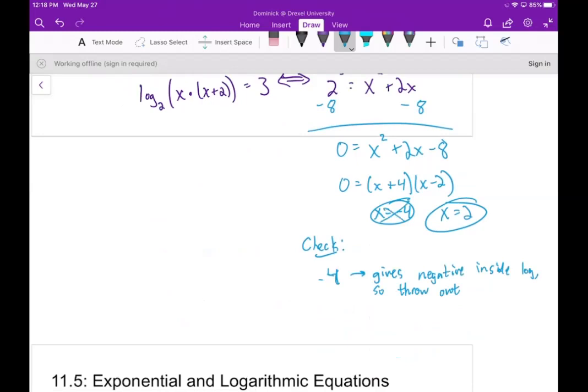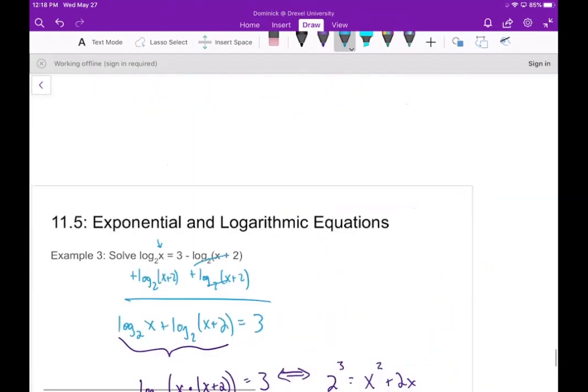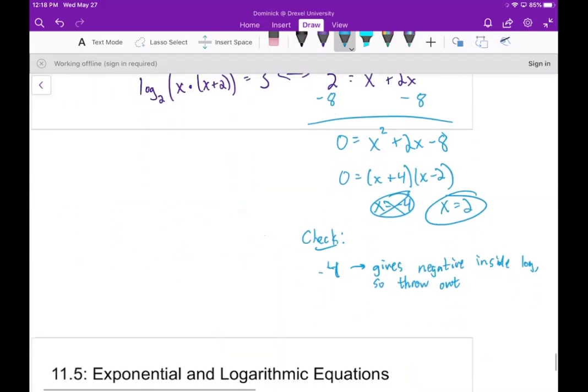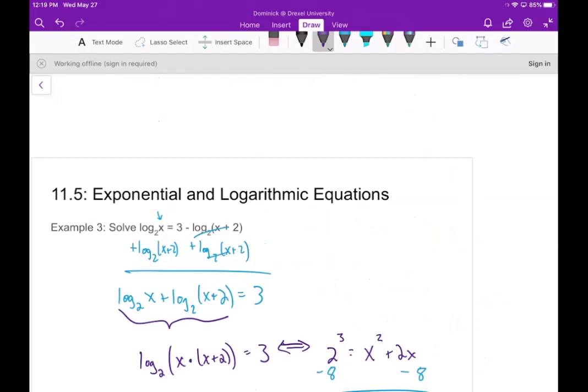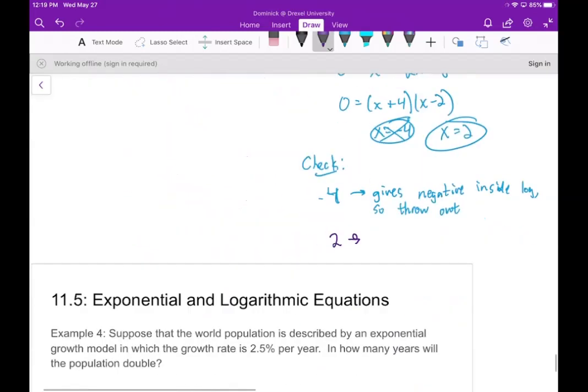Okay, now I want to be clear here. It's not the fact that we have negative 4 that is automatically bad. It's that when we plugged in negative 4, we got a negative. That's what made it bad. Now, if you check 2, we get a log of 2, so that's fine. And we get a log of 2 plus 2, or a log of 4, so that's fine. So 2 is good. All right. So it's only if plugging in results in a negative. It's not necessarily that the x value itself was negative.